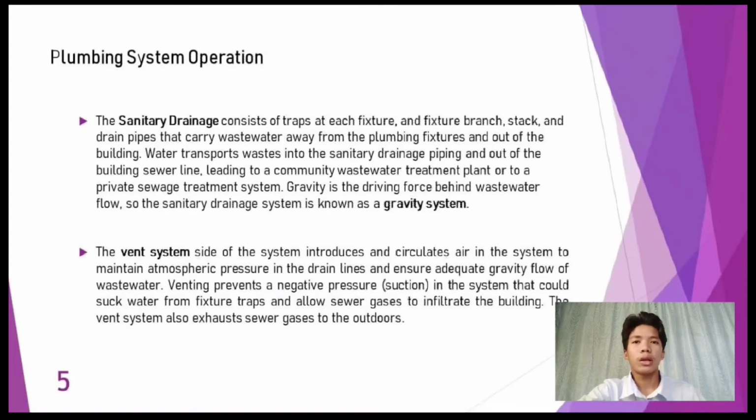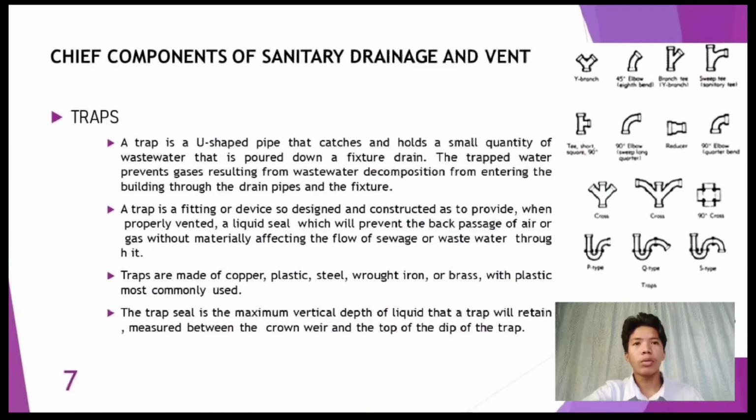So, next is the vent system. A vent system introduces and circulates air in the system to maintain atmospheric pressure in the drain lines and ensure adequate gravity flow of wastewater. Yung vent system naman, ito yung mga daanan ng mga hangin. Parang nakakatulong din to para sa tuloy-tuloy na pagdaloy ng wastewater sa pipes. Sa PowerPoint makikita nyo yung mga example or parang diagram.